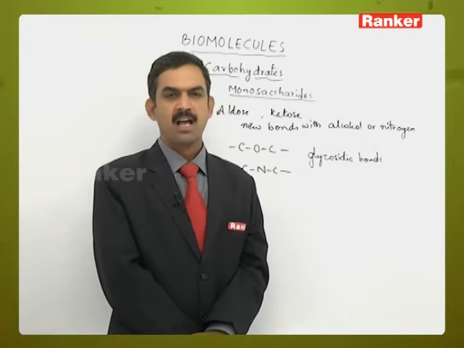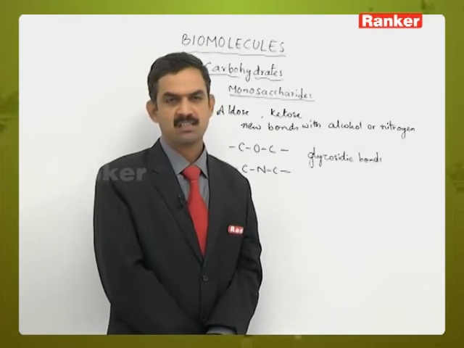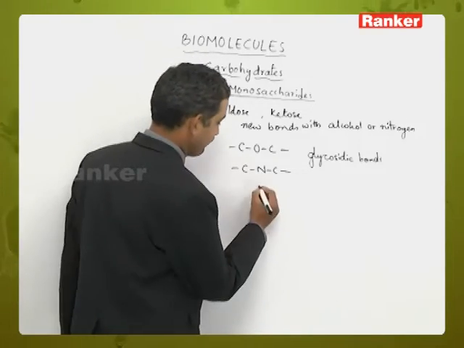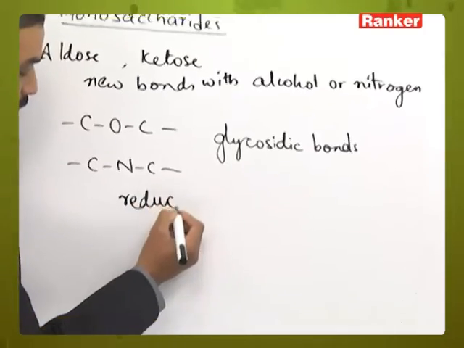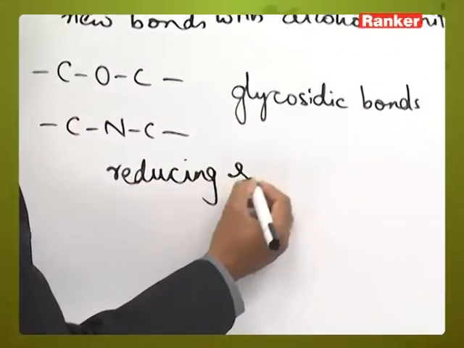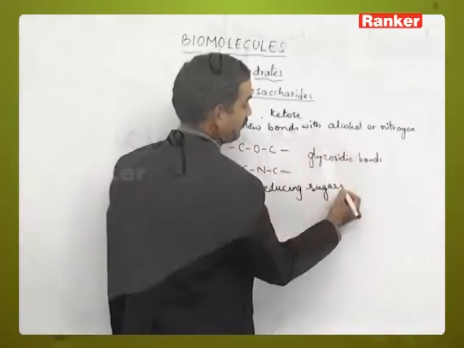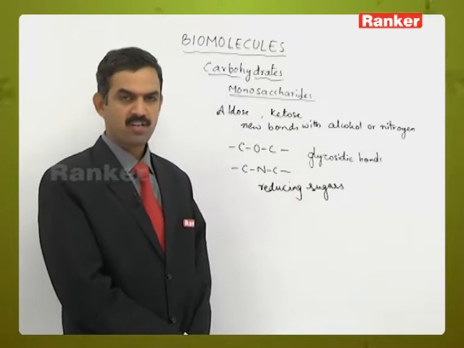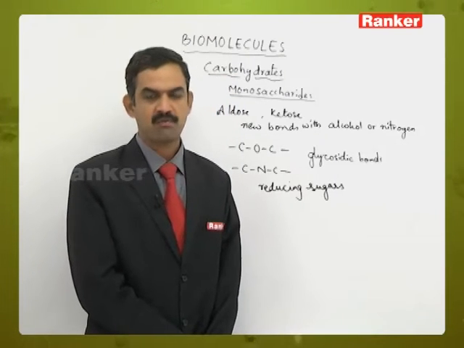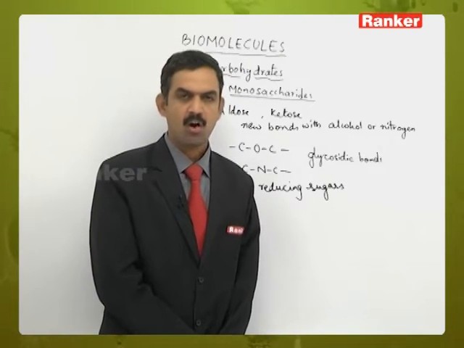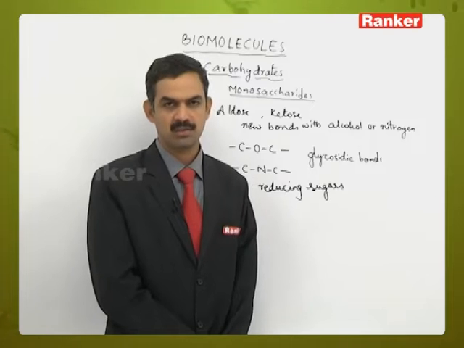So likewise they are able to form new bonds. As they are able to form new bonds, we consider them reducing sugars. The functional group which can form the new bonds, that is why we call them reducing sugars. All monosaccharides are reducing sugars.